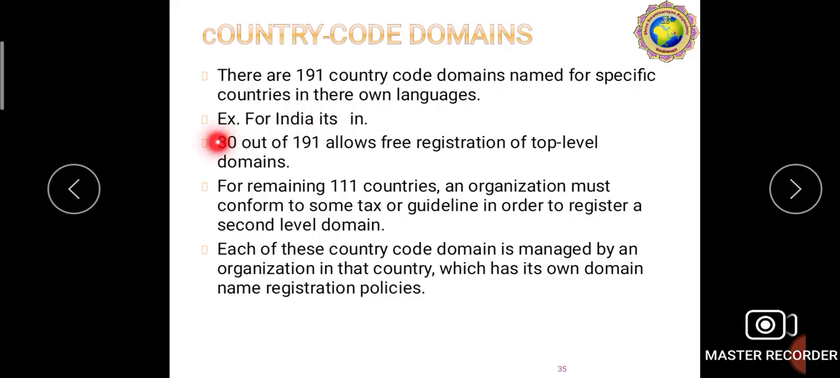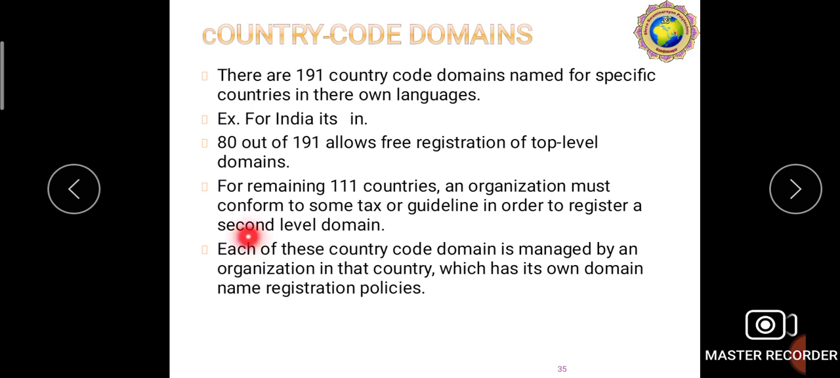80 out of 191 allow free registration of top level domain, and the remaining 111 countries and organizations must conform to some tax or guideline in order to register a second level domain. Keep in mind, dear students: 80 countries give free registration of top level domain, and the remaining 111 countries must conform to some tax or guideline in order to register a second level domain.